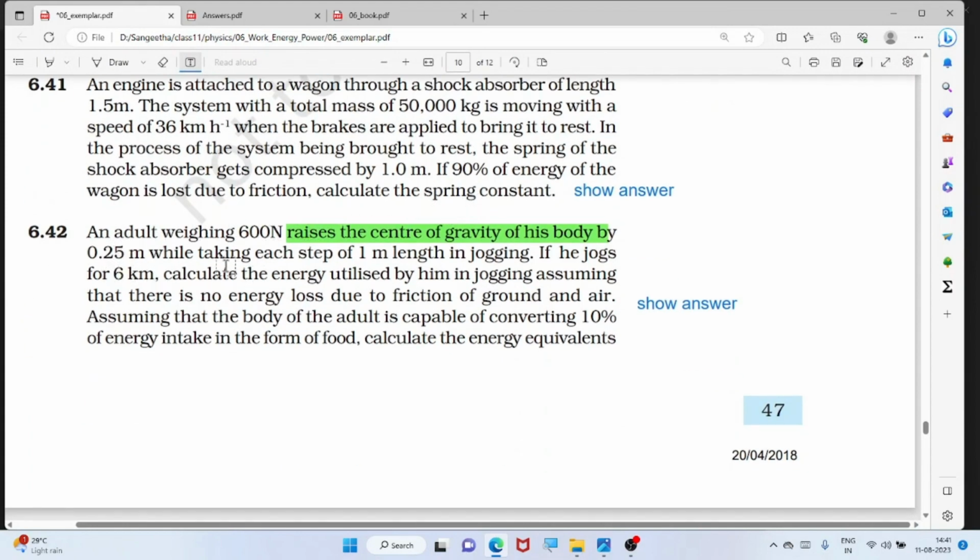An adult weighing this many Newtons raises the center of gravity 0.25 meter for each step. So there are 6 kilometers, that is 6,000 meters.